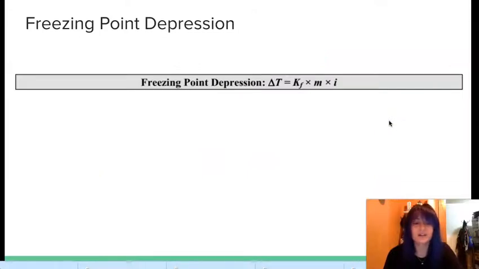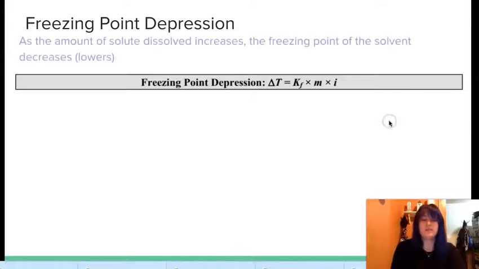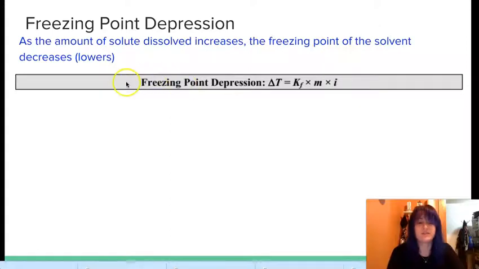The first thing we're going to look at is freezing point depression. So when you dissolve a salt, the freezing point of the solvent is going to decrease. And this is the relationship here. So as the amount of solute increases, the freezing point is going to decrease. All right. And here's the formula. Delta T, the change in temperature, is going to equal Kf. This is the freezing point constant.